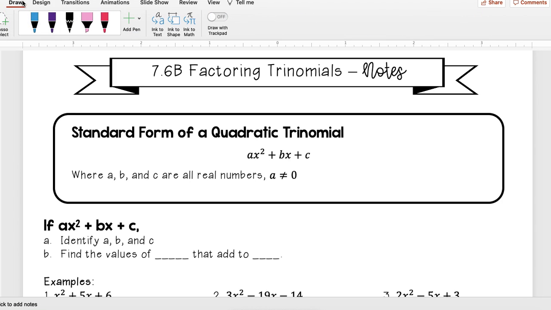Hello everyone. Today we are going into a new lesson on factoring trinomials. So last week we learned about factoring out the GCF. Yesterday we learned about factor by grouping. Now today we're going to learn about how to factor a trinomial. So that is a polynomial with three terms.